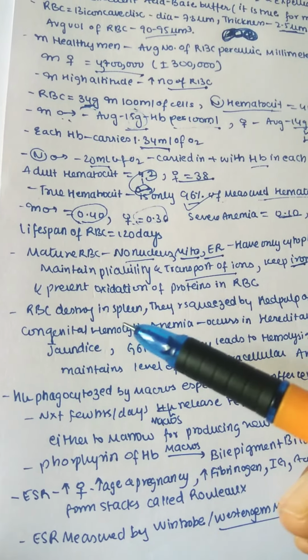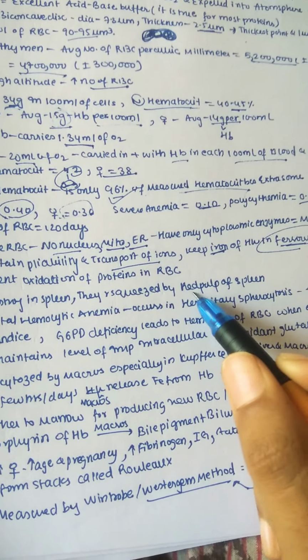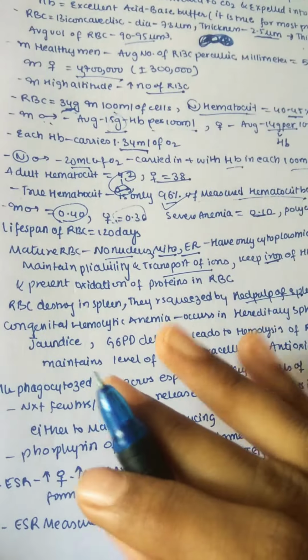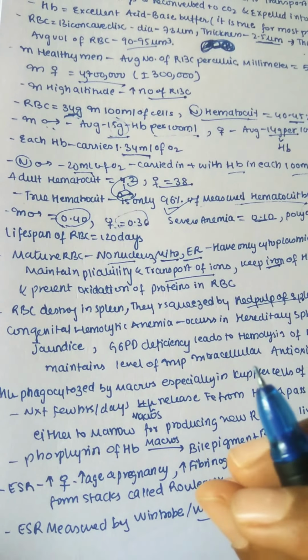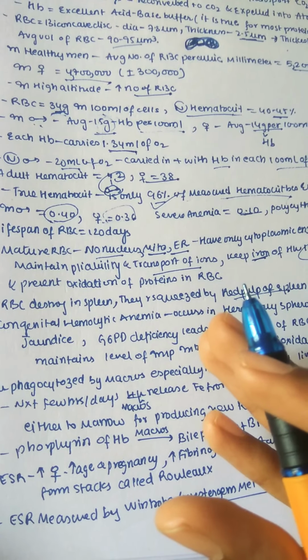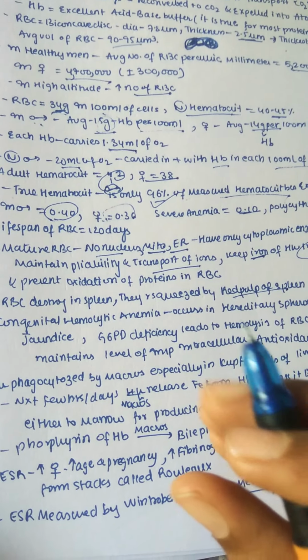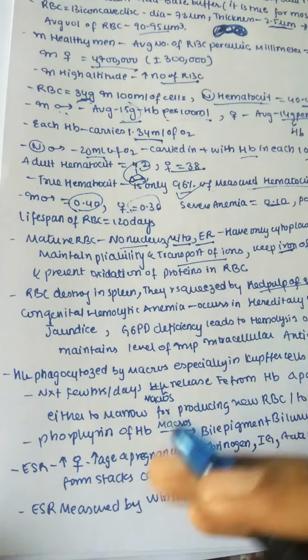So RBC gets destroyed in the spleen. They are mainly squeezed by the red pulp of the spleen. Actually, why they are destroyed: their membranes are lost. Because their membranes are lost, they can't easily pass through the narrow pathways. As they can't pass through the narrow pathways, they just get stuck there, and the macrophages come up and eat them. So like that they get destroyed.